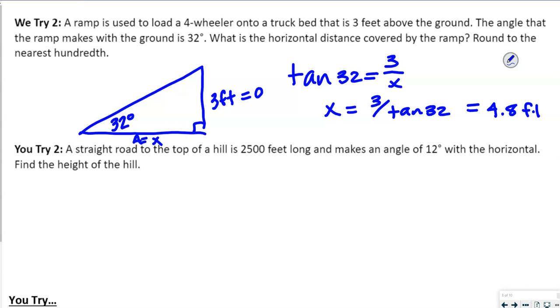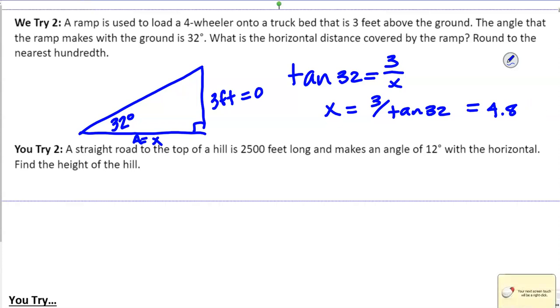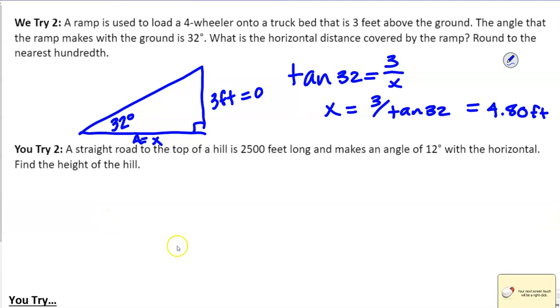4.8 feet. So if we had to round that to the nearest 100th, let me see, it was 4.80. Okay. So that would be, because the next decimal is smaller, okay? All right, let's see if you guys can do this. You try, come back to me when you're done.